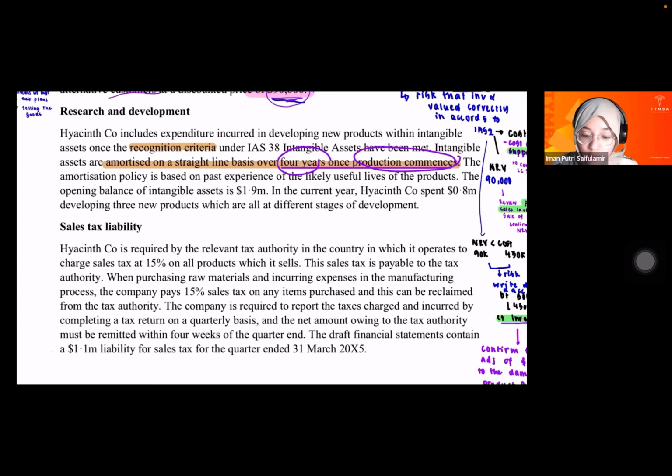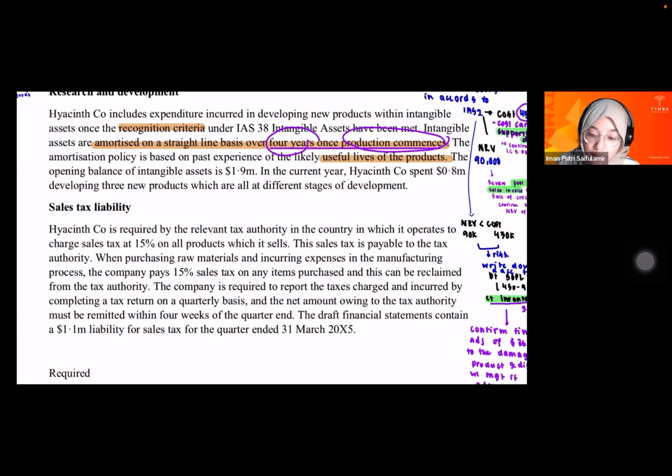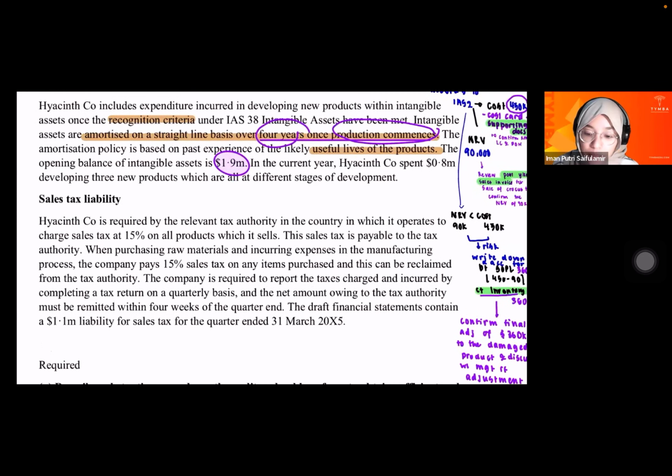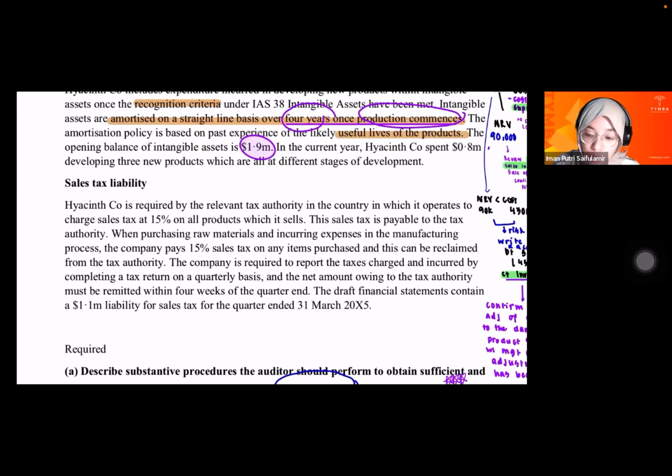The opening balance of intangible asset is 1.9 million. Again, I'm going to circle whatever figures because I want to include this in my SP answer. In the current year, Hyacinth Co. spends 0.8 million developing 3 new products which are all at different stages of development.